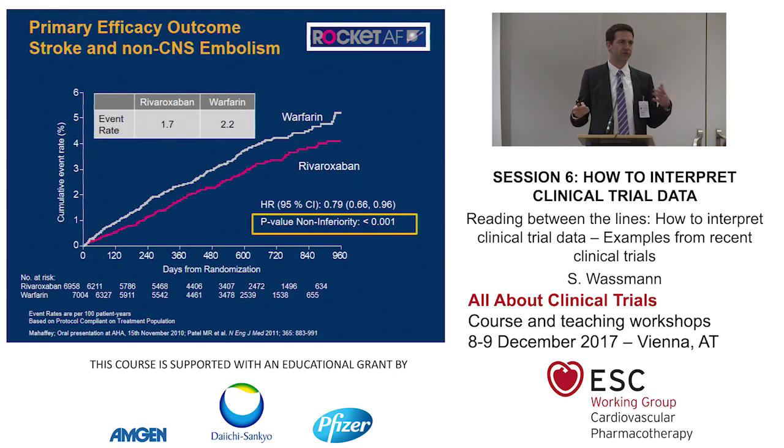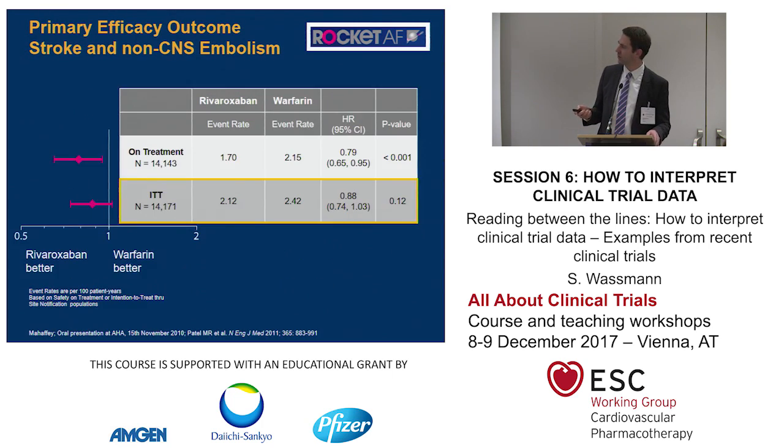Clearly, non-inferiority was met. And then they went on for superiority testing. And now you have this. If you look in the on-treatment cohort, there's significance for superiority. And if you look in the intention to treat cohort, it is not significant for superiority. So you can imagine the difference of interpretation from a statistical and trial perspective and a company perspective.